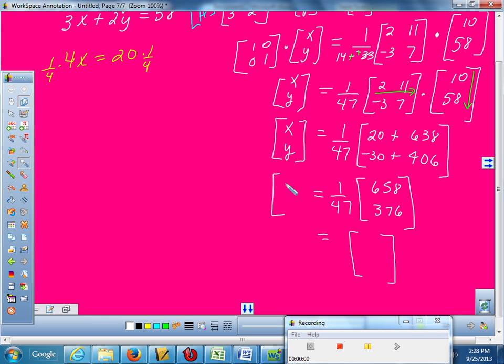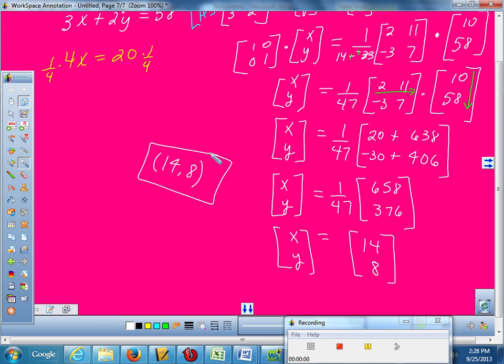If you do 658 divided by 47, anybody want to guess? Bigger than the answers you've been getting. It goes in there 14 times. And then if you do 376 divided by 47, it goes in there 8 times. And so you just found out that x and y, x is 14, y is 8. And so if you want to write your answer still as an ordered pair, it's the point 14,8 is where those intersected.